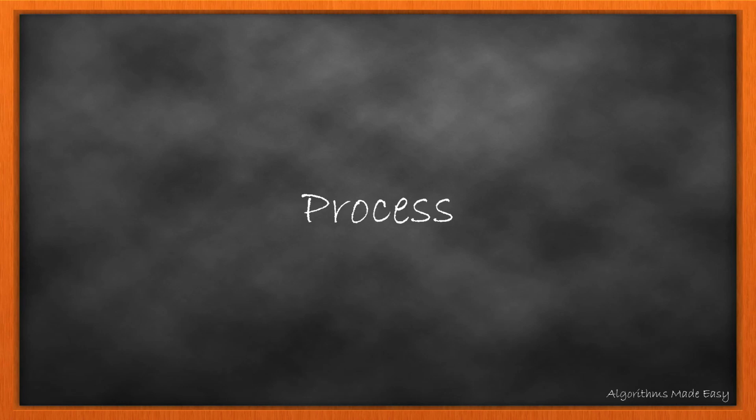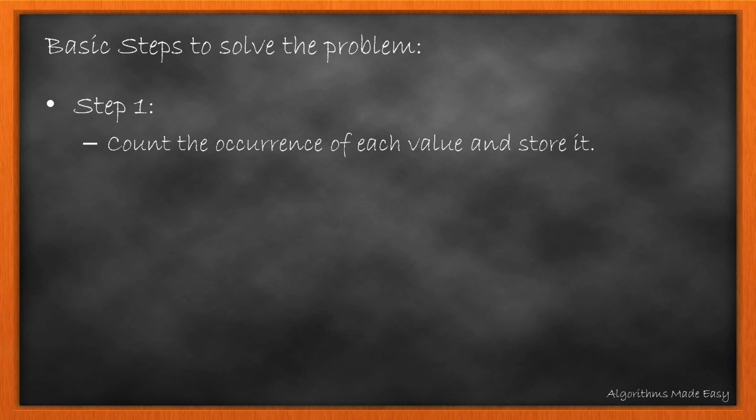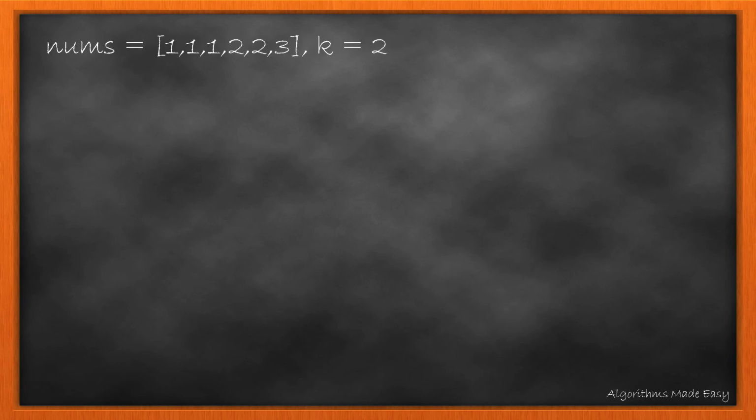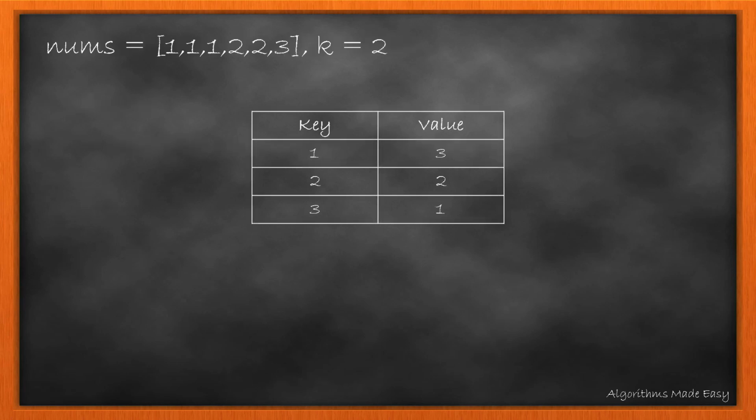At first, when I saw the problem, I thought of three basic steps. Let us go through them one by one. As we are needed to return the k most occurring elements, we need the number of occurrences of each element. That becomes our step 1. We would iterate over the input array and count the occurrence of each element and store it. Let's see this with an example. For the given input, we will store the occurrences in a map. The key would be the element and the value will be the number of times the element has occurred.